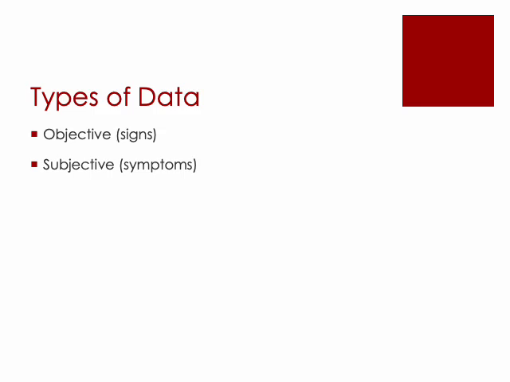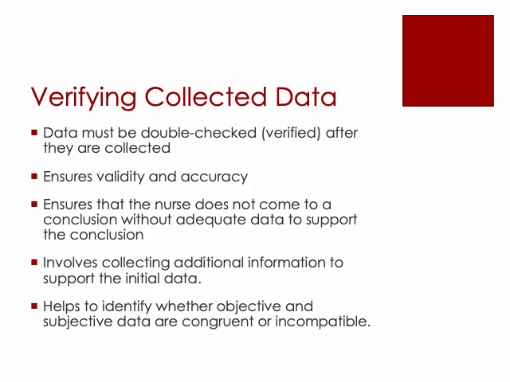Subjective is covert information. This is feelings, perceptions, thoughts, sensations, or concerns that are shared by the patient and can be verified only by the patient. So examples of this would be itching, nausea, pain, numbness, attitudes, beliefs, values, and perceptions of the health problem and life circumstances.